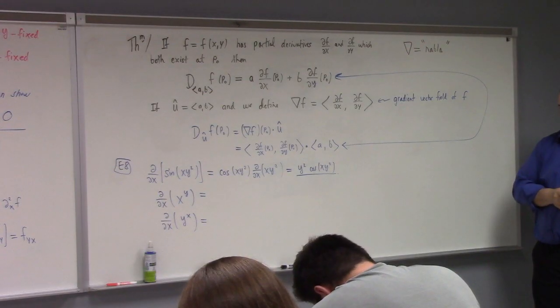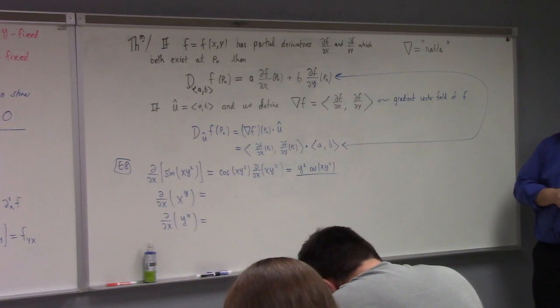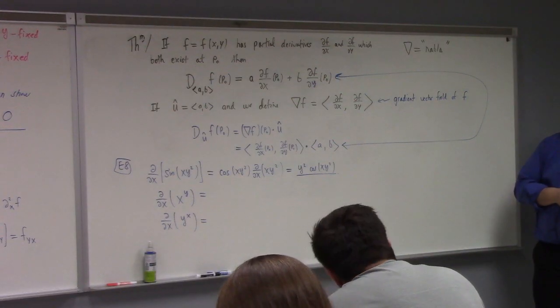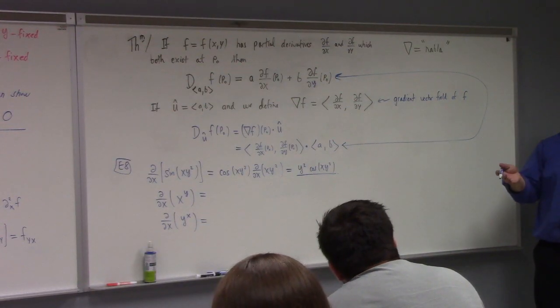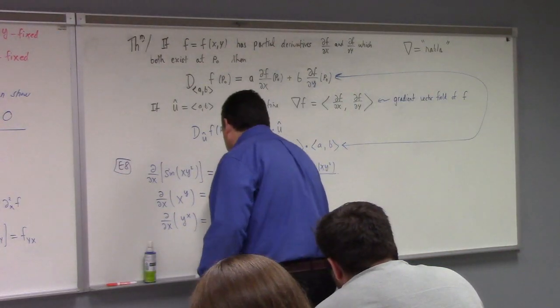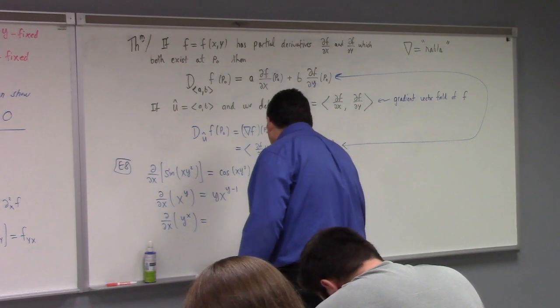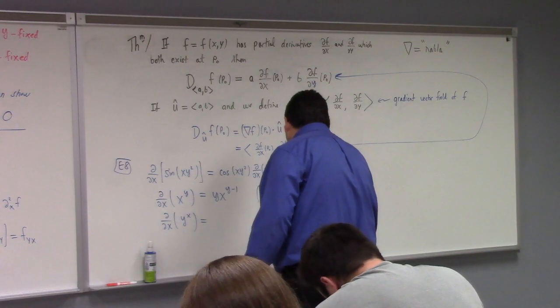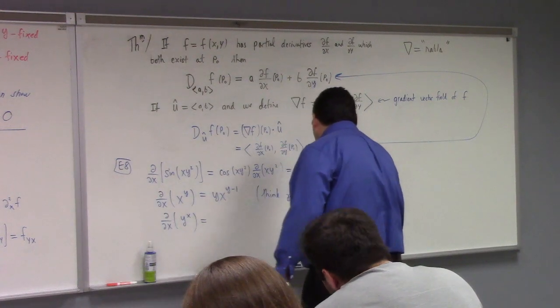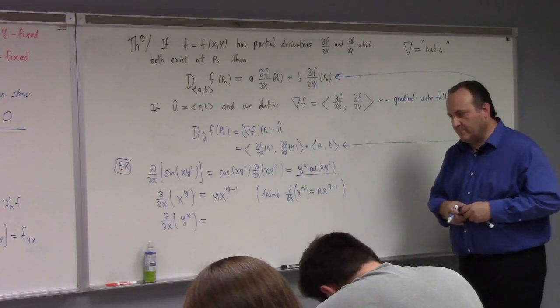What's the partial derivative with respect to x of x to the y? Y is like a constant, right? Just like n is a constant. What's the derivative of x to the n? n times x to the n minus 1, right? So this is y times x to the y minus 1. Think d dx of x to the n equals n x to the n minus 1. You guys know that. Power rule.